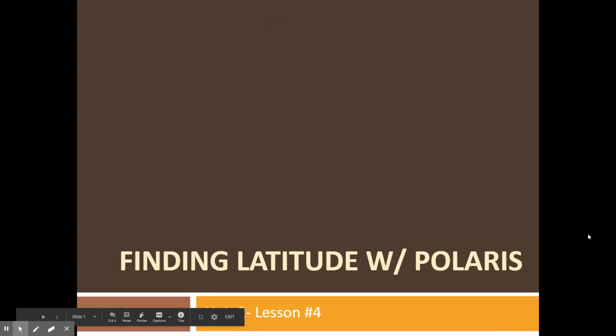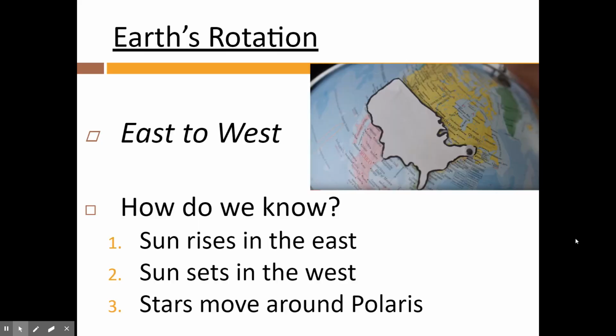Hi guys, today we're going to be talking a little bit more about latitude, but in relation to a star called Polaris. You may have heard of Polaris before, maybe referred to it as the North Star. We're going to be talking about why Polaris is called the North Star and why it's important for latitude. So let's just start with some basics of astronomy, which we're going to be getting into later in the year.